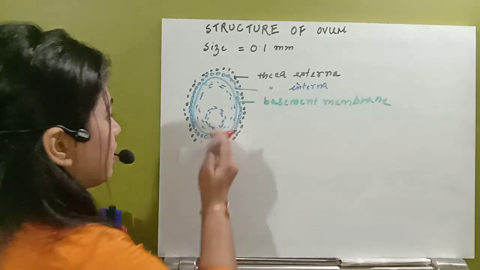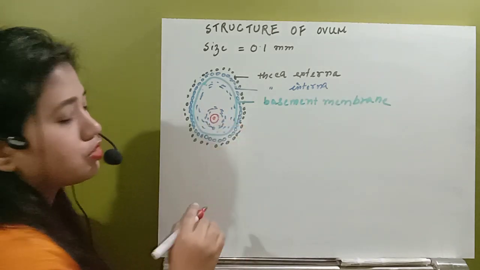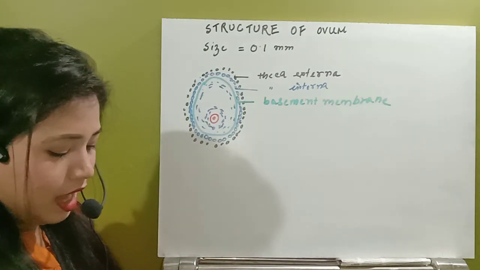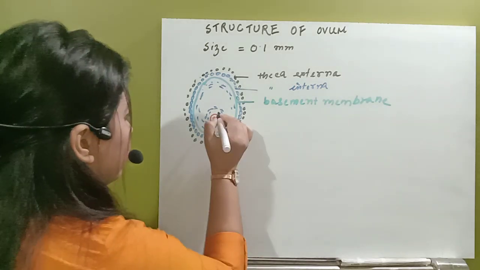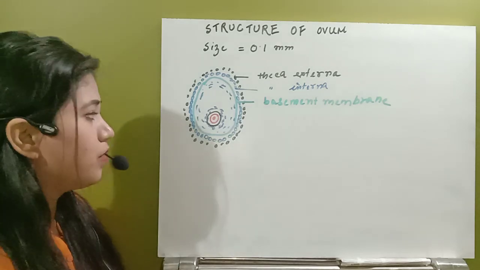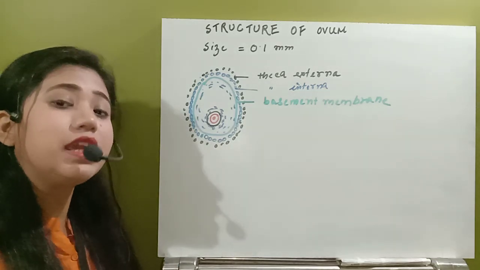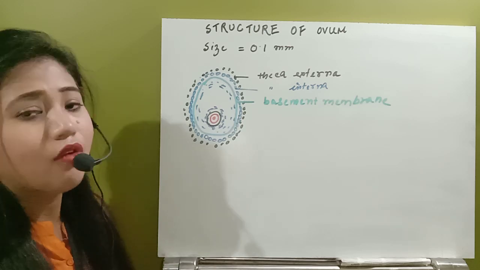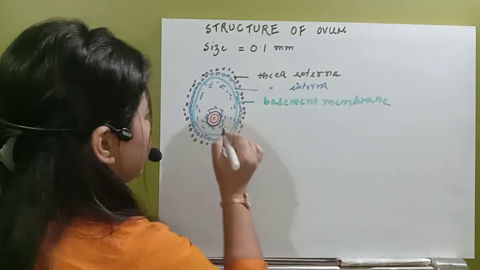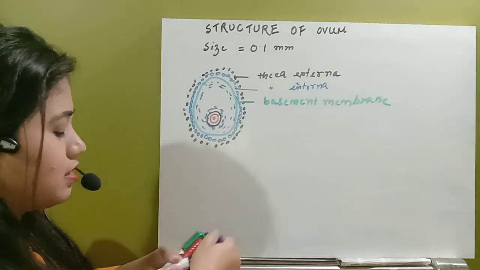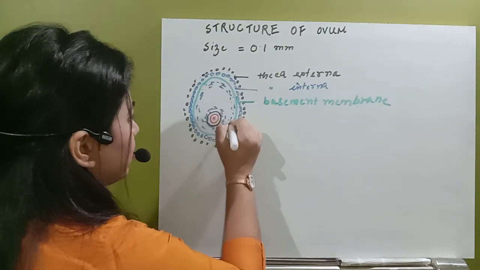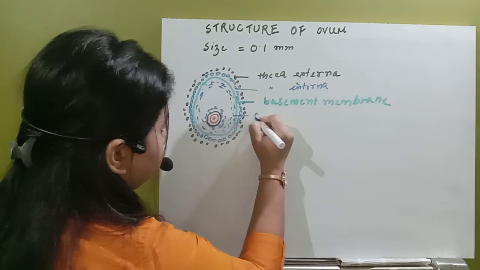This is the secondary oocyte, which has its own membrane, and outside it there is another layer, which is non-cellular. This non-cellular layer is known as the zona pellucida. The zona pellucida is formed even inside the ovary, in the state of the Graafian follicle. These blue colored cells are the granulosa cells, which we can also call the cumulus oophorus.